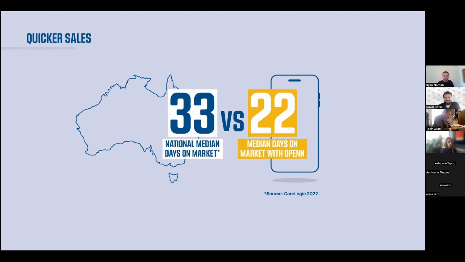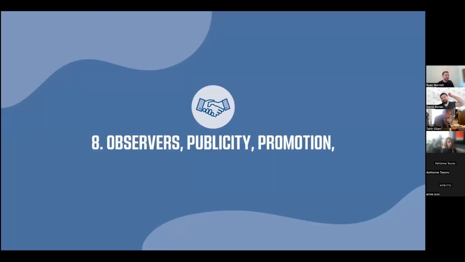Now we want to get into the fun part. So let me run through these very, very quickly. Observers, publicity, and promotion. In the same way you can reveal offer information to your buyers, you can also reveal offer information to observers if you want to. Now, what neighbor doesn't want to see what's going on, see the offers coming in for the house across the road? There's all sorts of ways that you can go about driving observers to your listings.